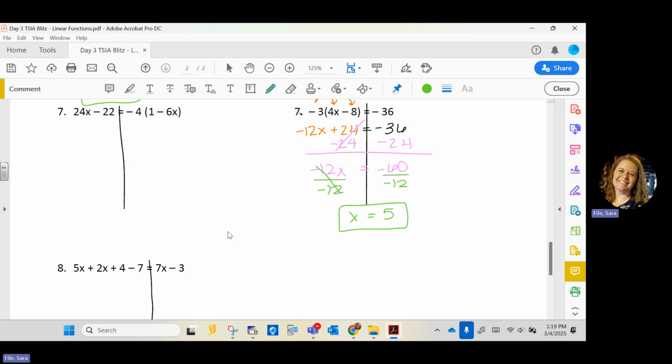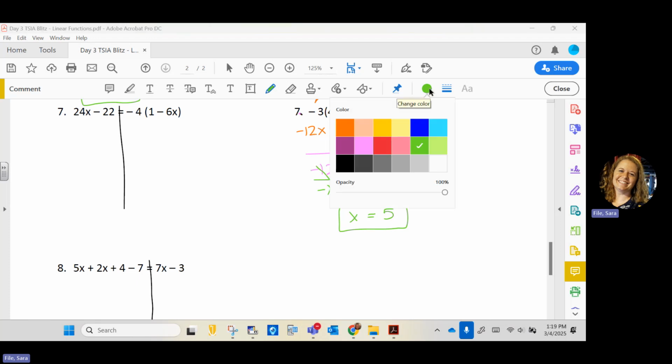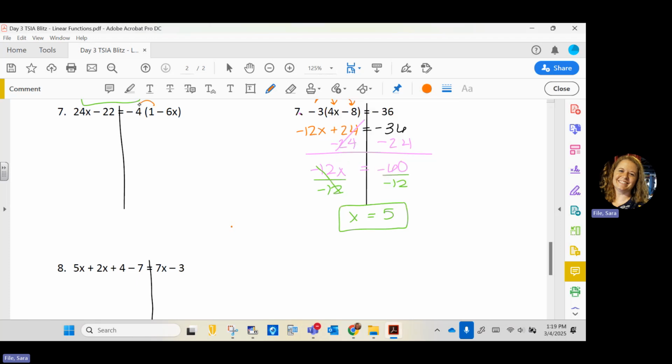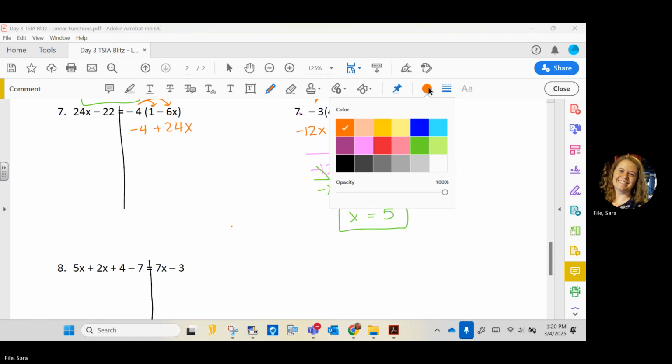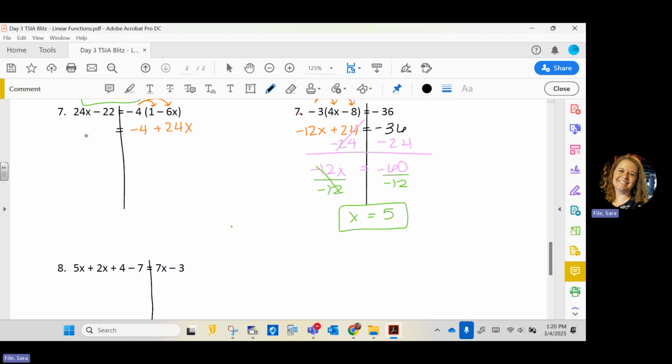Watch what happens in this one. When I've split the left and right, see if I need to move anything. I do need to distribute this -4. So that's going to become -4 plus 24x. And that's equal to 24x minus 22. Some of you may notice it already. Both sides have positive 24x.